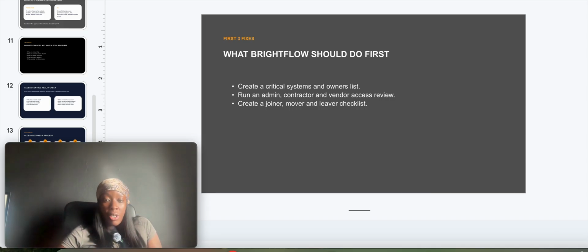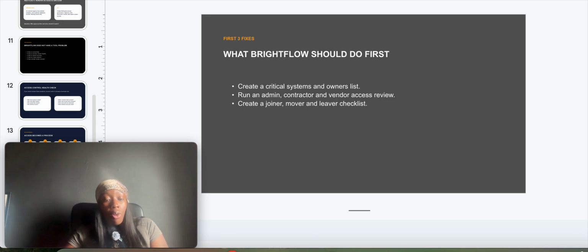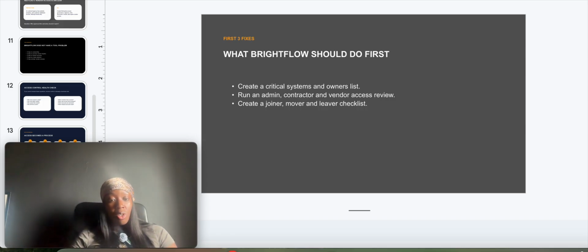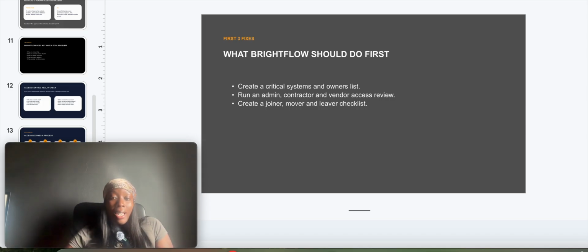If you're crunched for time, start off with admin, work through that, and then move on to contractor and vendor, or have a team that you meet up with on a regular basis and send out the initial emails to the department heads or management, to see who needs access, whose access needs to be adjusted. And then create a joiner, mover, and leaver checklist, and review the existing access to make sure that people are being offboarded at the right points.